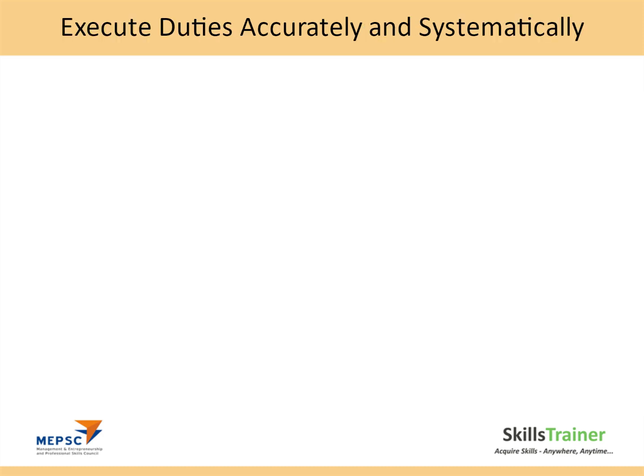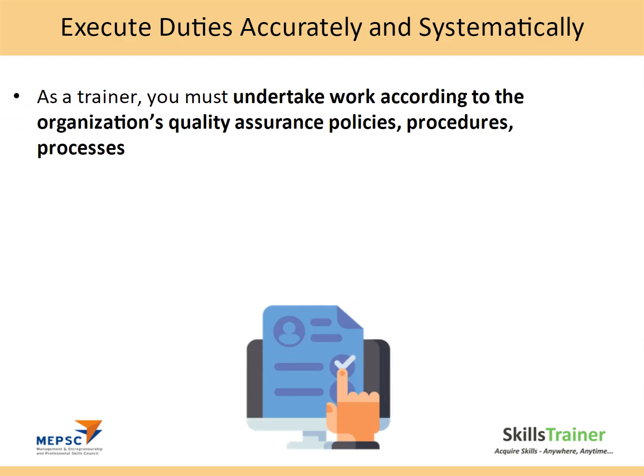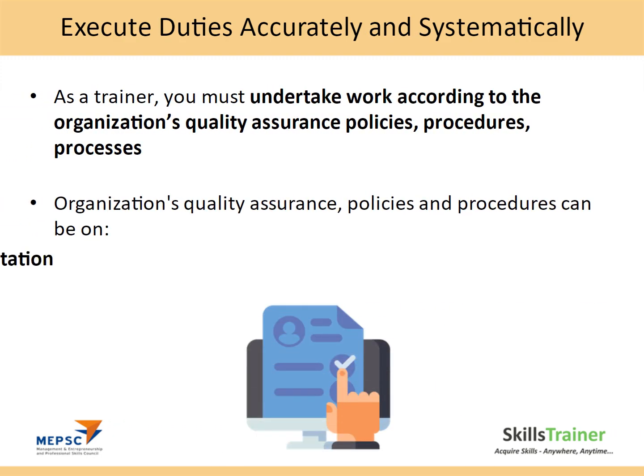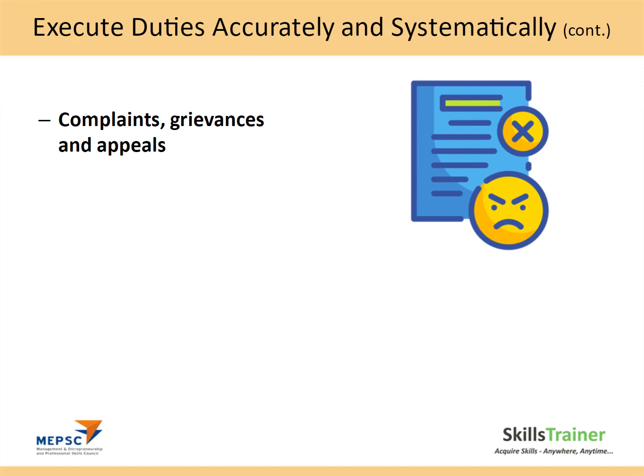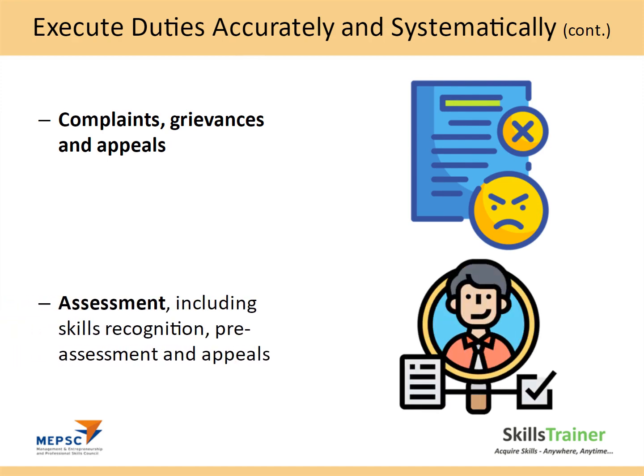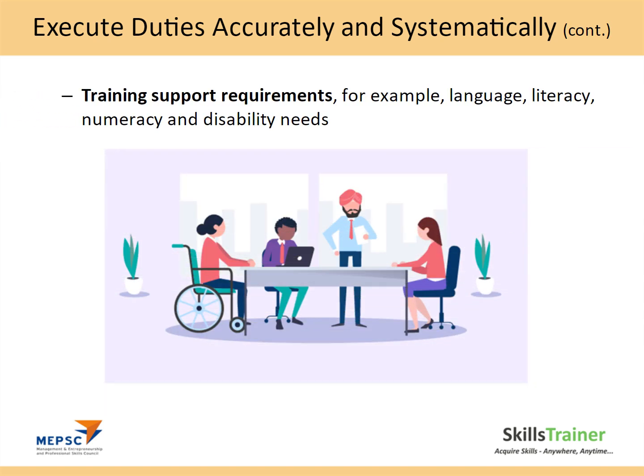Execute duties accurately and systematically. As a trainer, you must undertake work according to the organization's quality assurance policies, procedures, processes. Organizations' quality assurance policies and procedures can be on enrollment and induction or orientation, complaints, grievances and appeals, assessment including skills recognition, pre-assessment and appeals. Training support requirements, for example, language, literacy, numeracy and disability needs.